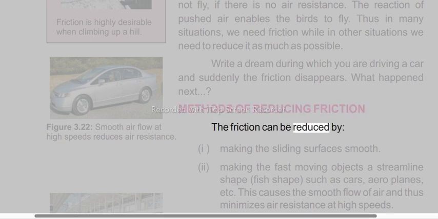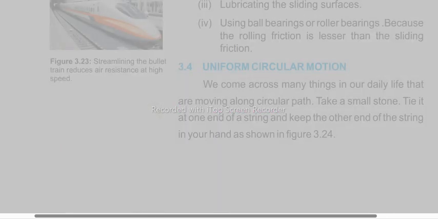The friction can be reduced by: 1. Making the sliding surfaces smooth. 2. Making the fast-moving objects a streamlined, fish shape, such as cars, aeroplanes, etc. This causes the smooth flow of air and thus minimizes air resistance at high speeds. 3. Lubricating the sliding surfaces. 4. Using ball bearings or roller bearings, because the rolling friction is lesser than the sliding friction.